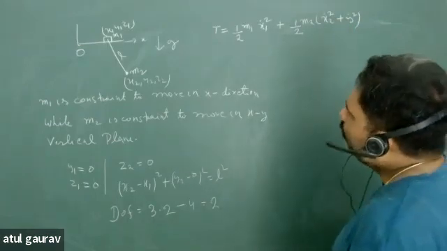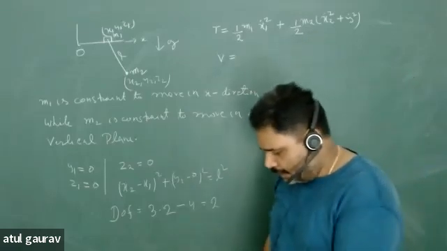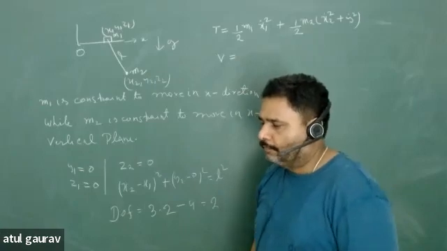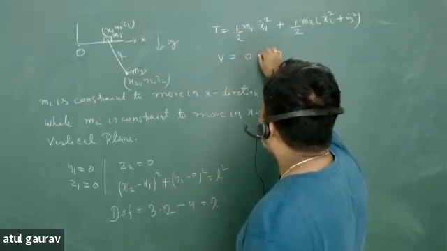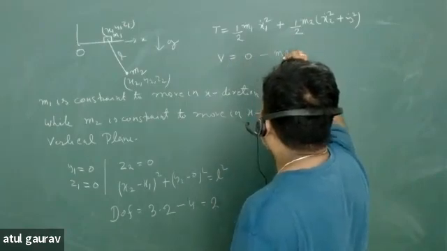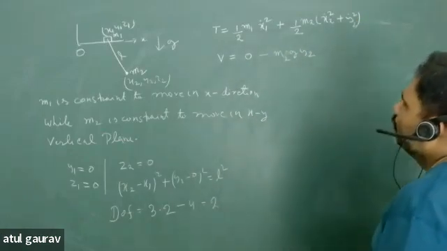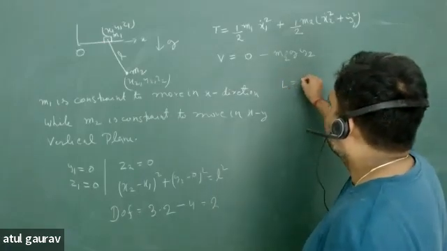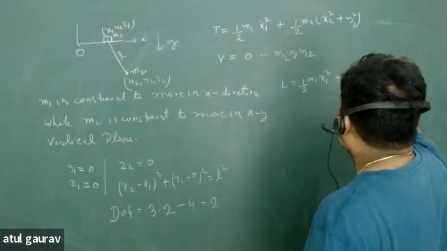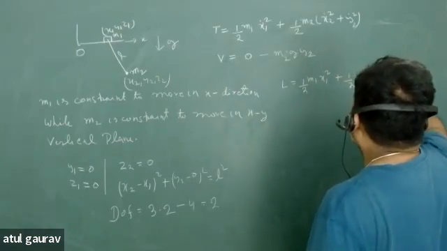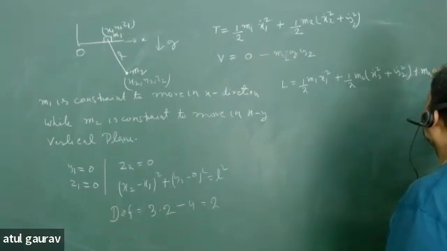Now, what will be the potential energy for the first particle? Batayiye, what is the potential energy for the first particle? 0. Very good. We can take it 0. What is the potential energy for the second particle? Minus m2 g y2. Sorry, this is also y2. Okay. Now, if I write this as my Lagrangian: half m1 x1 dot square plus half m2 (x2 dot square plus y2 dot square) plus m2 g y2.